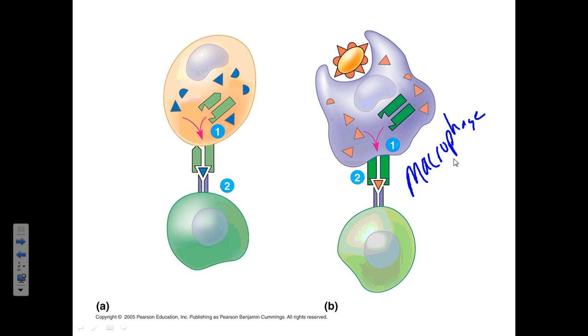But in this case, what happens to at least some of the pieces of that virus? They get held outside. They get put up on this green protein, which is not really green inside the cell, but that thing is called what? MHC class 2. And the job of that protein is to put those viral or bacterial antigens on the outside to signal certain things.